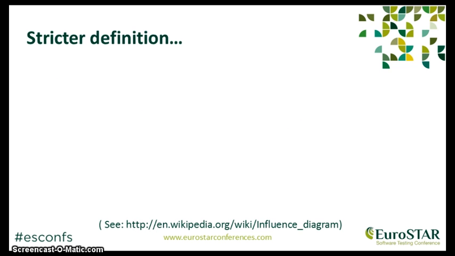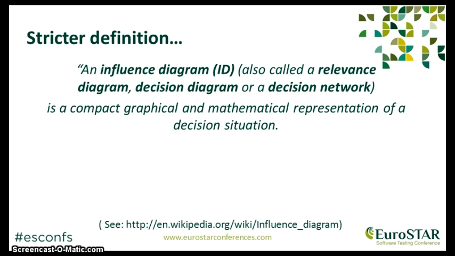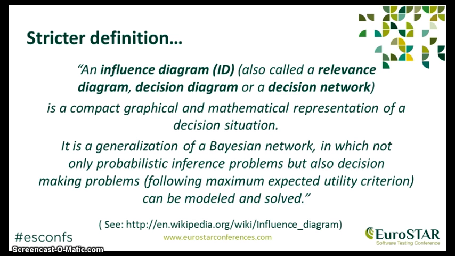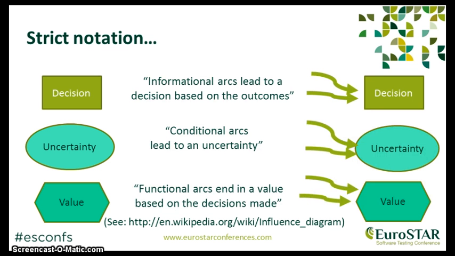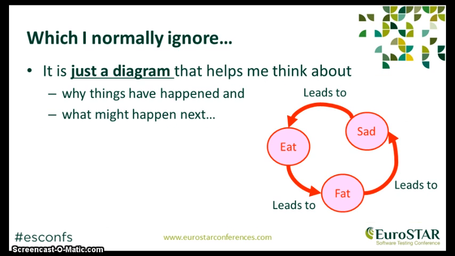Now, there is a strict definition of an influence diagram, which is, for example, on Wikipedia, as a compact graphical and mathematical representation of a decision situation. And that strict definition talks about things like Bayesian networks and probability. For me, that's not tremendously helpful in understanding how to use them. And I don't find the strict notation very useful either, which has different shaped boxes for decisions, uncertainties and values, and different types of arcs for information, conditions and functions. So I don't use that. I just ignore all of that personally. It's just a diagram that helps me think about why things have happened and what might happen next.